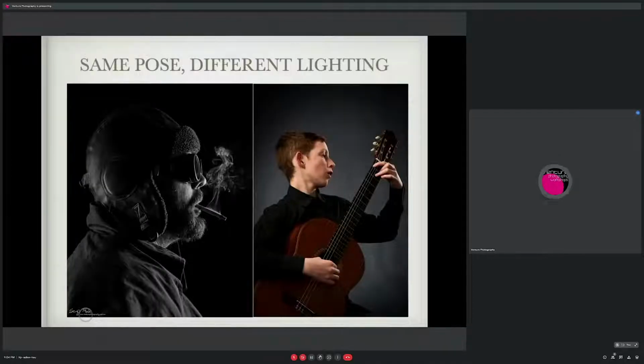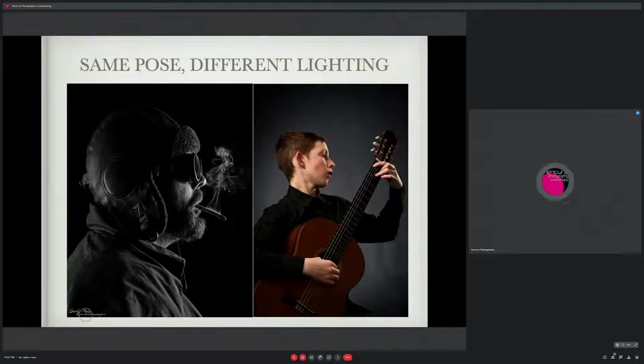Lighting is very important because basically you can have the same pose, you light it differently, you create two very different images. And that's why I say there is no correct way of lighting a portrait. There is the way in which you light in order to obtain the vision that you want.